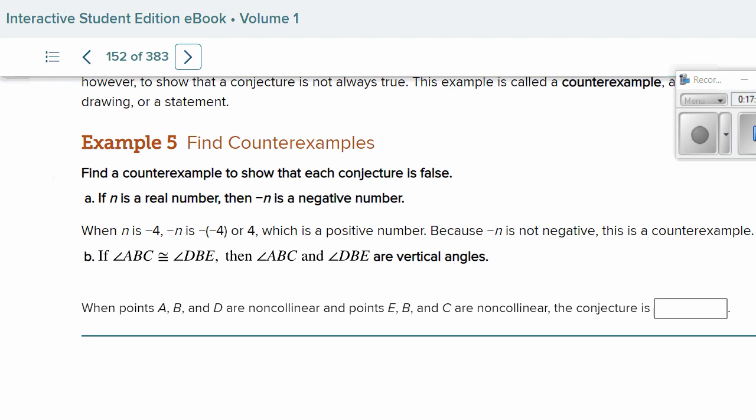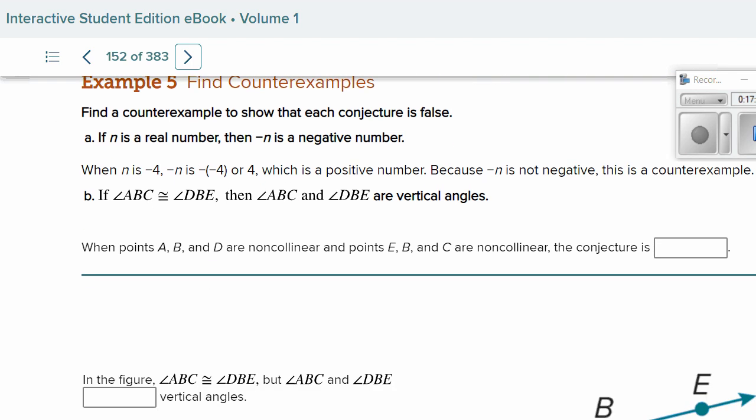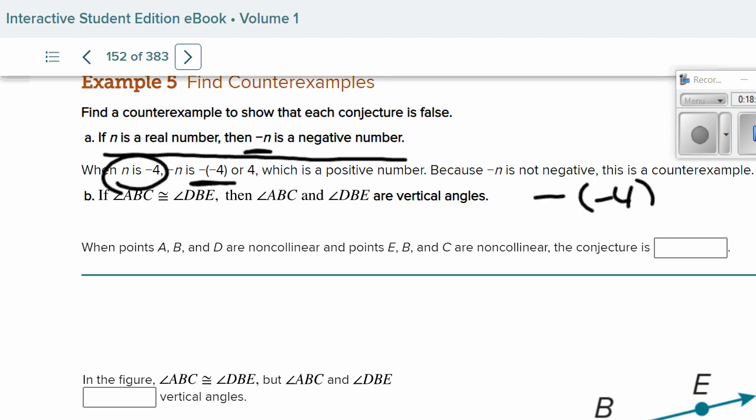In example 5, they're asking if n is a real number. So, like all the positive whole numbers, all the negative whole numbers, 0. If n is a real number, then negative n is a negative number. Okay, now what they did was, if n could be any real number, let's pick -4. And if I put -4 in here, which would look like this, what happens when I have 2 negatives? It's going to change it to positive. Okay, so that's not true.